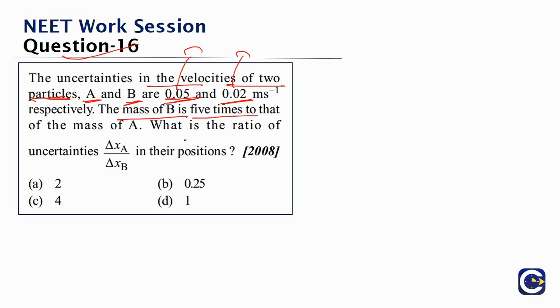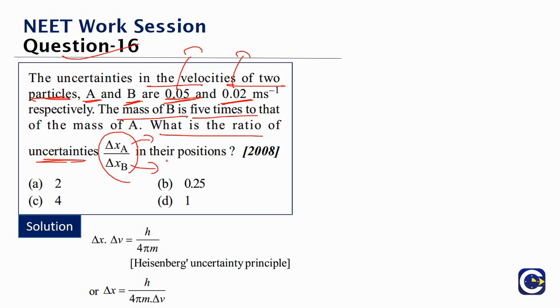What are we supposed to find? We are supposed to find the ratio of delta XA by delta XB. What is delta XA meaning? It is the uncertainty in the position of A. Delta XB meaning what? It is the uncertainty in the position of B. We have to find the ratio of uncertainty in their positions. So how are we going to solve it? We will first check the Heisenberg's uncertainty relation. If you have delta X as the uncertainty or error value in the measurement of the position, and delta V is the uncertainty or the error value in the measurement of velocity, then delta X into delta V, generally we will say it as what?